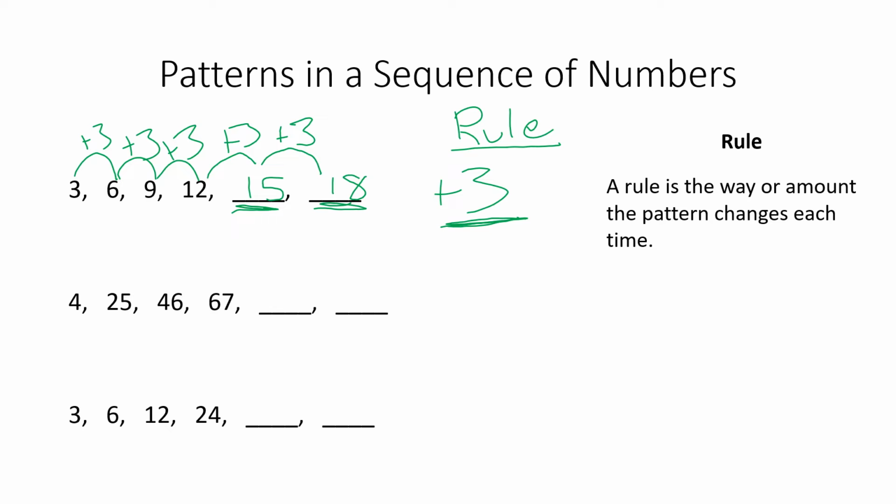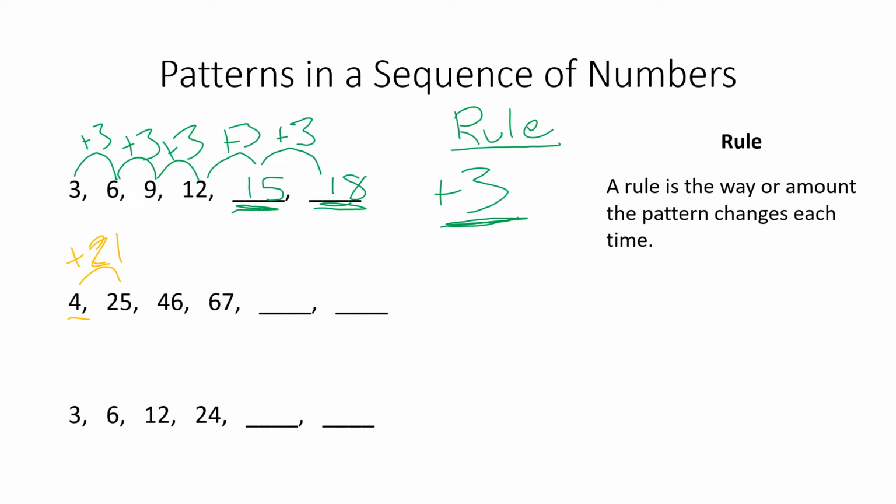Okay, let's look at the next one. I'll use yellow. So we're starting at 4 and we're going to 25. So let me figure out the difference between 4 and 25. So I know that 4 is 1 less than 5. If it was 5 and 25, the difference would be 20. So I'm thinking 4 plus 21, let me fix the 2, equals 25.